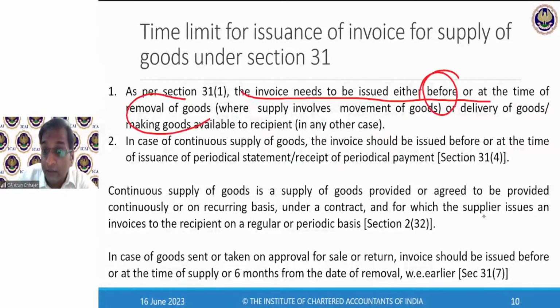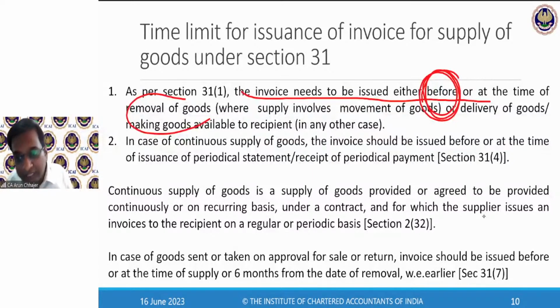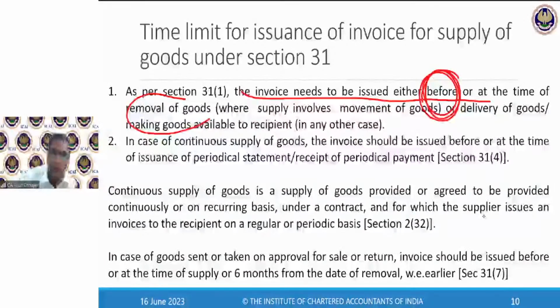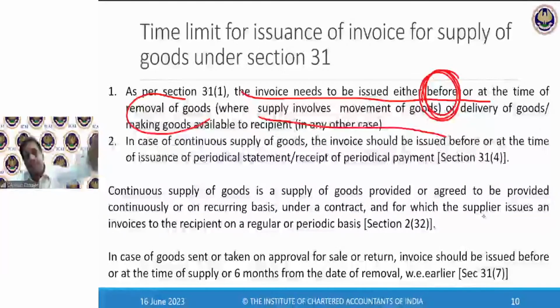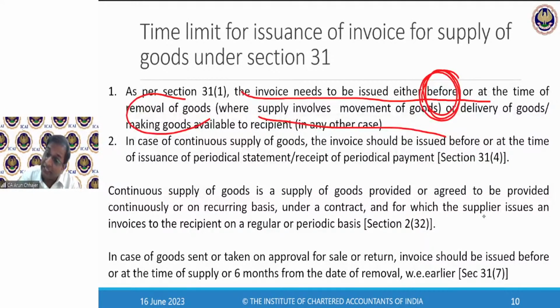Point to be noted: can I issue the invoice in advance? Advance means before making the supply, can I issue the tax invoice? 100% yes. Even without making the supply, I can issue the tax invoice, because Section 31 says that the invoice needs to be issued before or at the time of removal of the goods, when the supply involves movement of goods. Or if it does not involve movement, what could be the example where the supply does not involve movement?